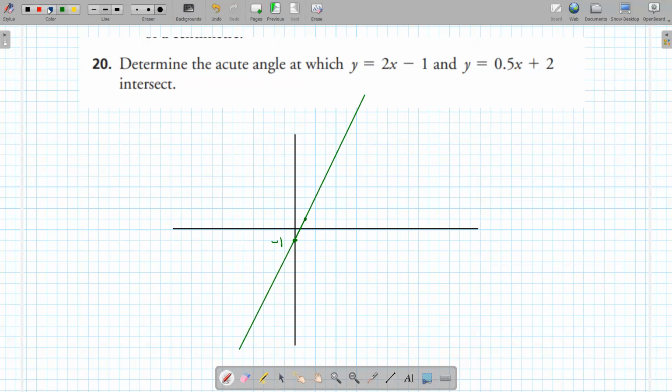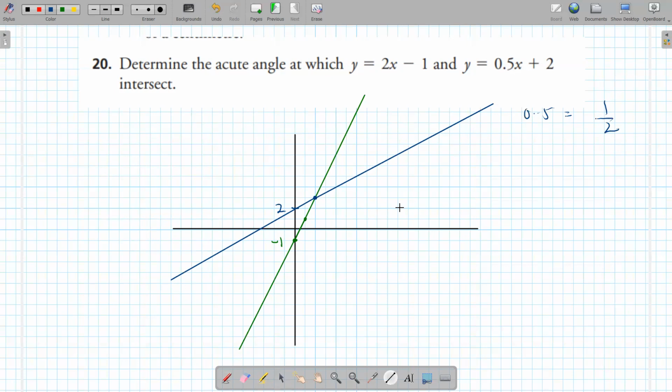Our second line is 0.5x plus 2. So we're going to start at 2. And then 0.5 means the same thing as 1 over 2. So for every 1 unit you go up, you're going to go 2 units to the right, yeah? Rise over run. Connect the dots. There we go. Those are the two lines.